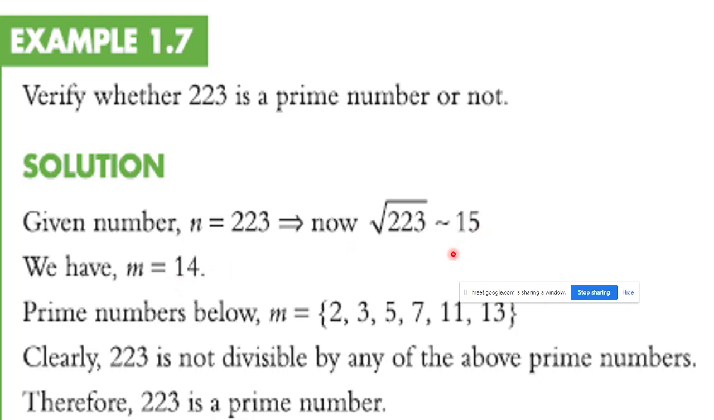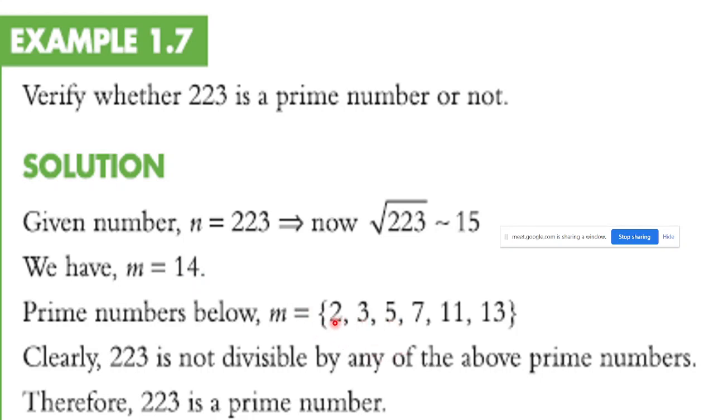Now, the prime numbers less than 14. What are the prime numbers less than 14? See, 2, 3, 5, 7, 11, 13. These 6 prime numbers are less than 14. 14 is not a prime number. Yes or no? So below 14 we have written all the prime numbers.